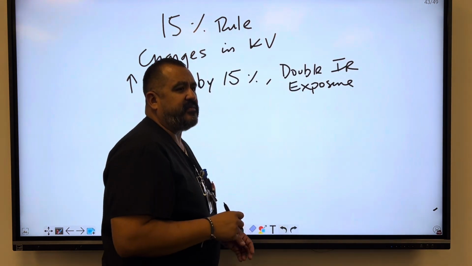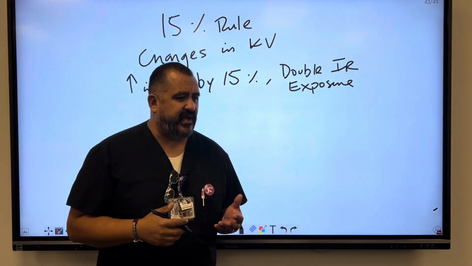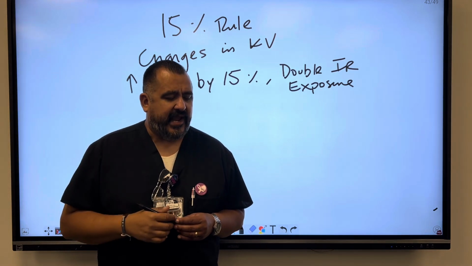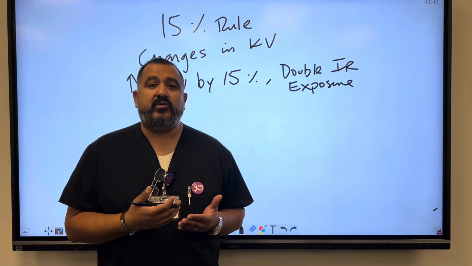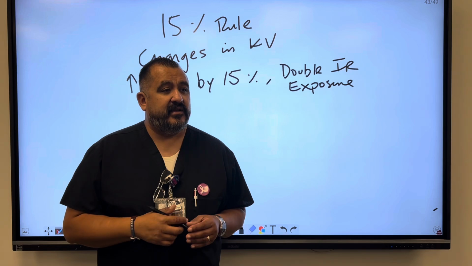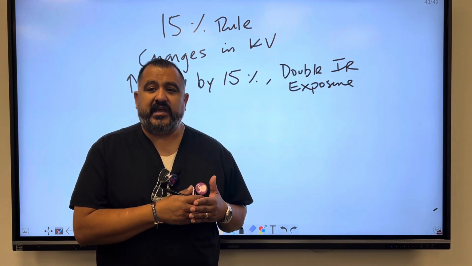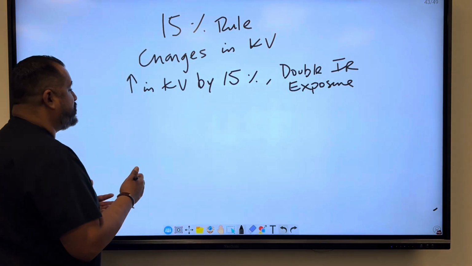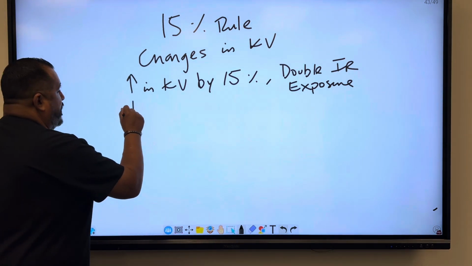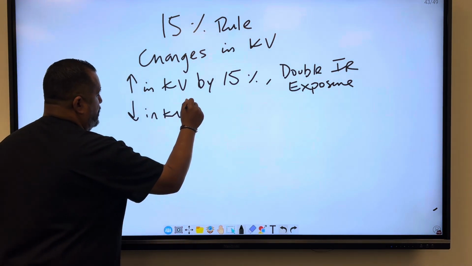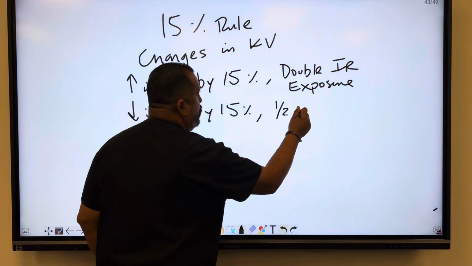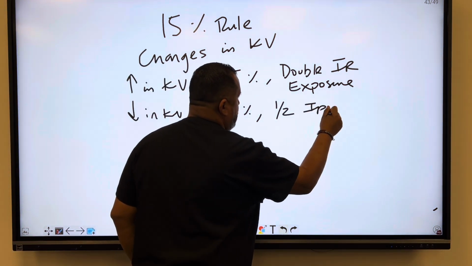So let's say you have an image that's underexposed, it's non-diagnostic, you're already tapping out the max already for the mass, and you don't want to go up more in mass, you can go up in kV if you can. So what you would do is you'd increase your kV by 15%. So the opposite is true as well. If you go down in kV by 15%, well then you're going to half your recorded exposure.